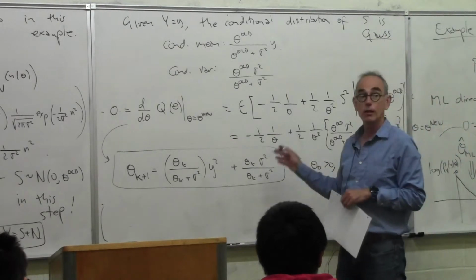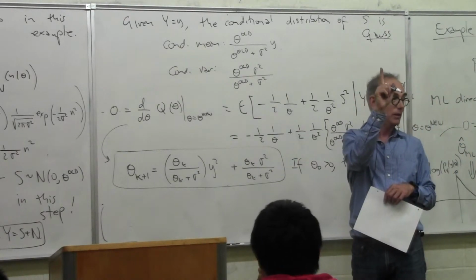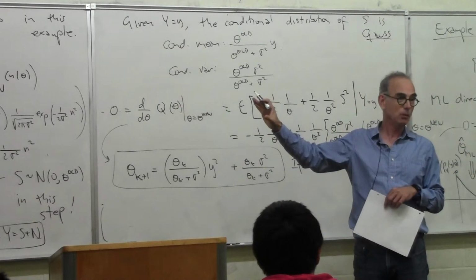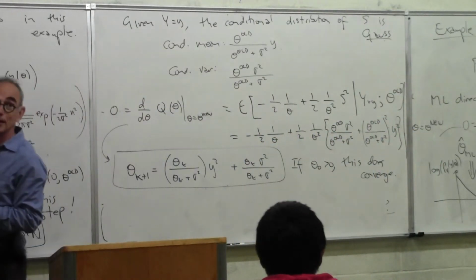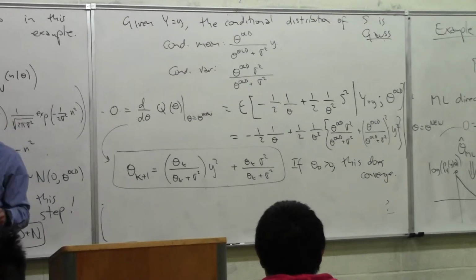Why is it that theta does converge, number one? As you let this run, theta k will converge to a limit, and why does it actually converge to the right thing, the ML estimator?